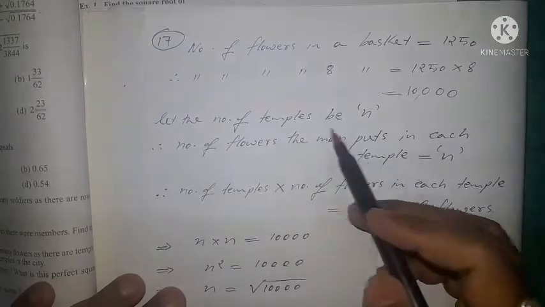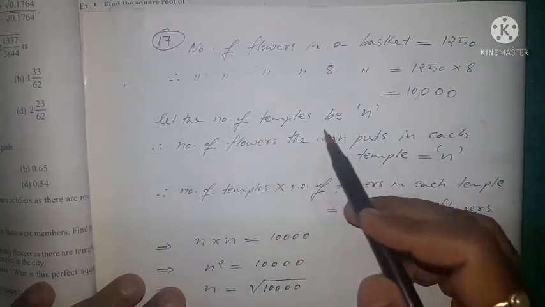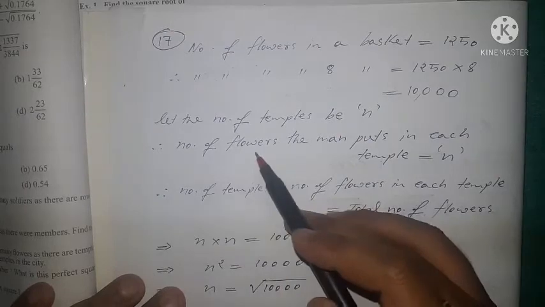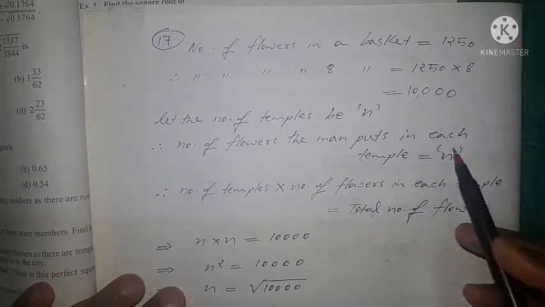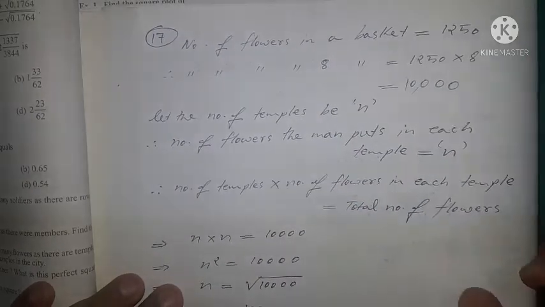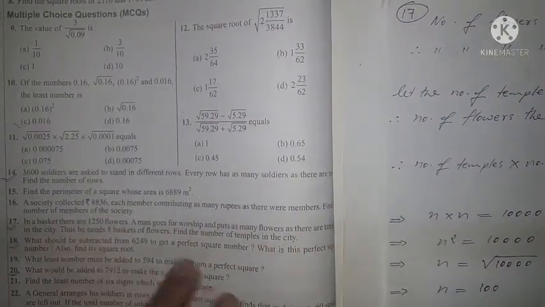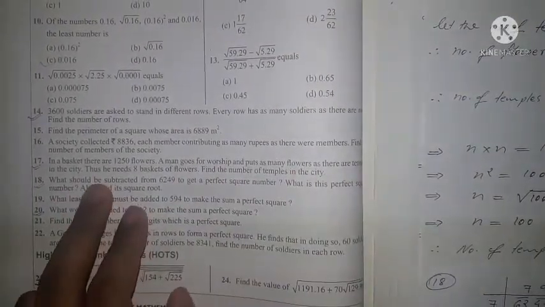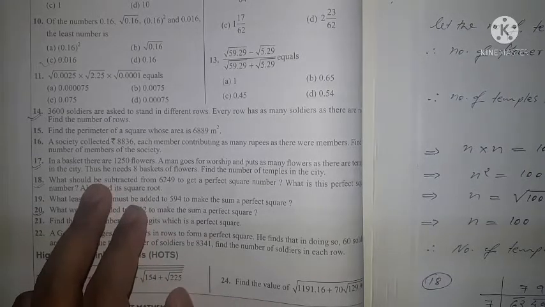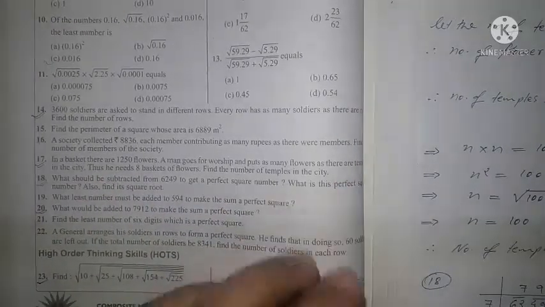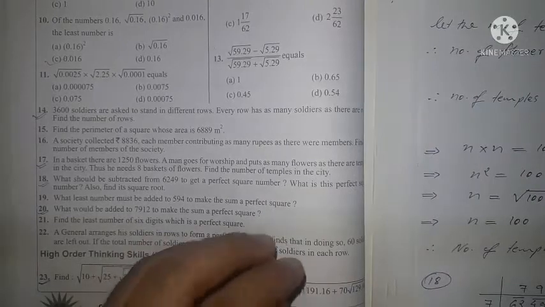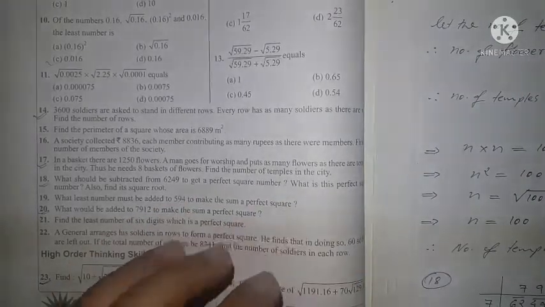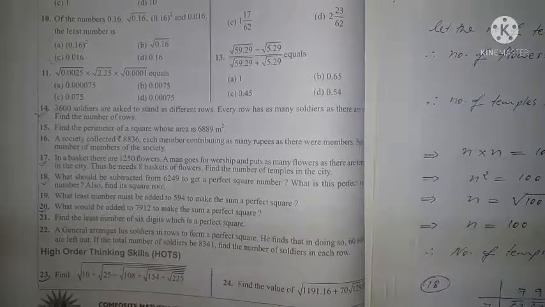Let the number of temples, which we need to find, be n. Therefore the number of flowers the man put in each temple is n. As it is already given, the man goes to worship and puts as many flowers as there were temples in the city. That means, for example, if there were 10 temples in the city, then in each temple he put 10 flowers. So the number of flowers he put in each temple and the total number of temples is the same.